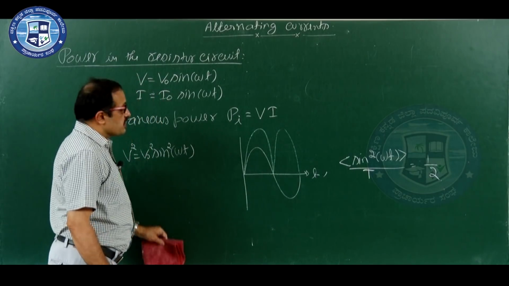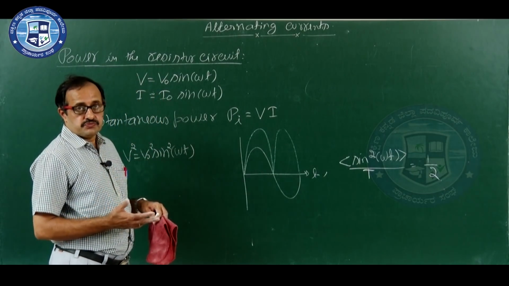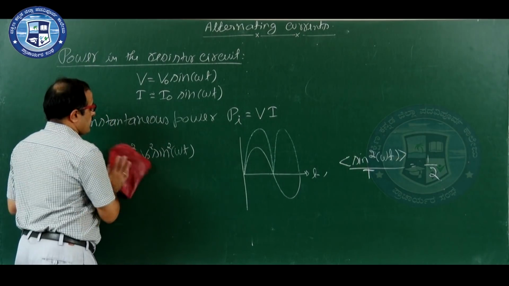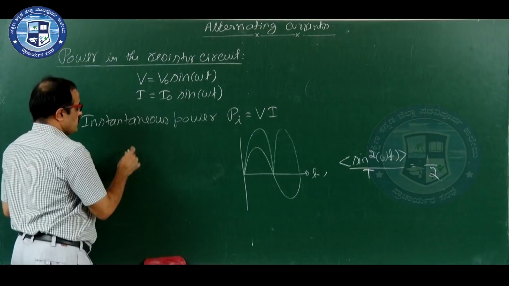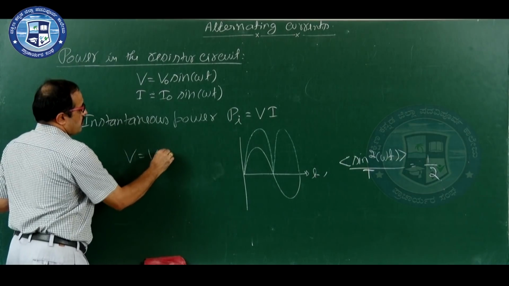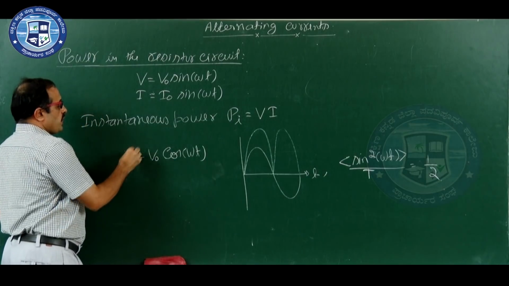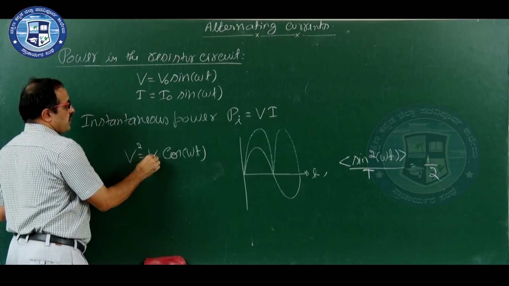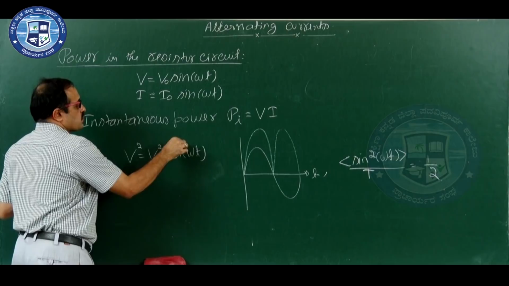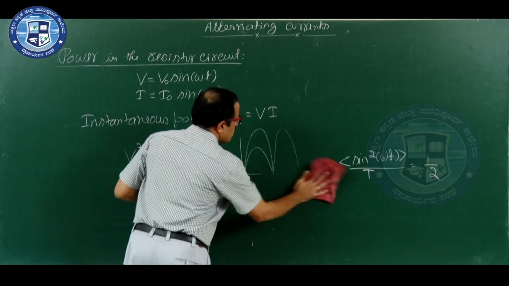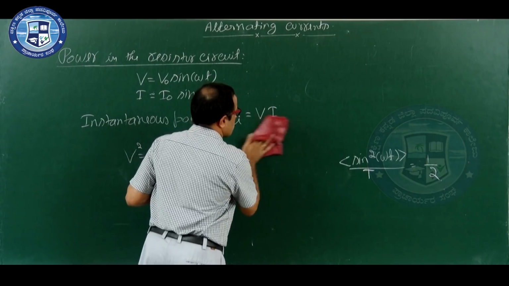What about another possibility, the cos function? Let us say V is equal to V naught into cos omega t. Square this one: V square is equal to V naught square cos square omega t, and we have to do the integration as the next step.